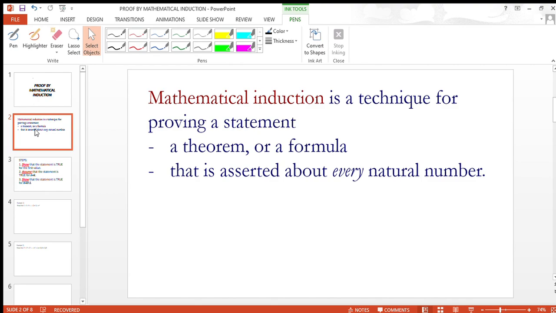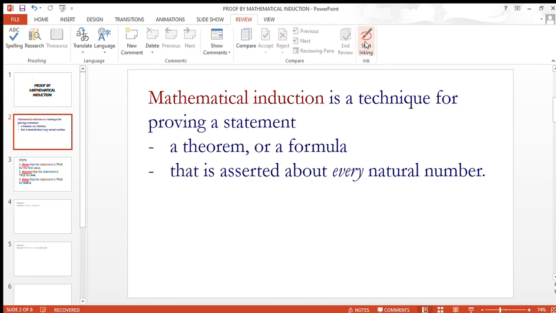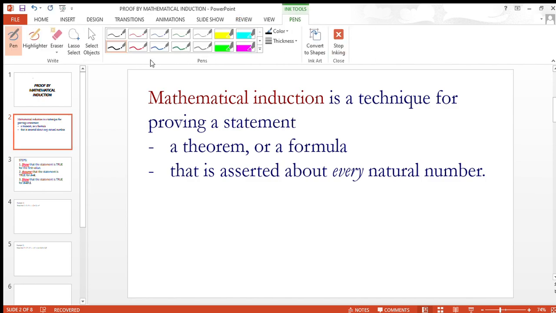So mathematical induction is a technique for proving a statement, and particularly the statement that is given comes in the form of a theorem. If not a theorem, then a formula. But the theorem or formula that may be given in the problem is asserted about every natural number.